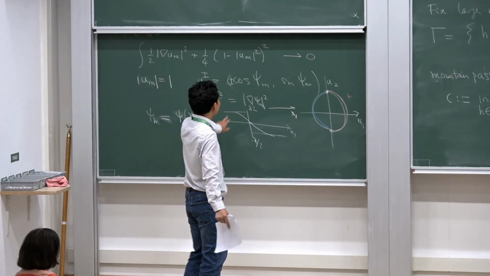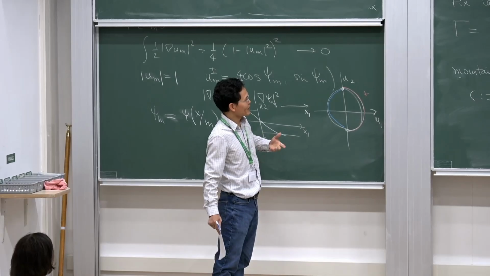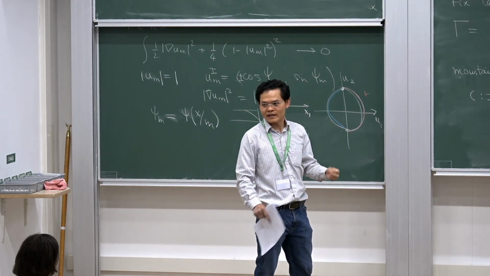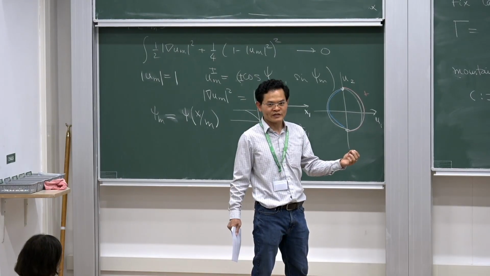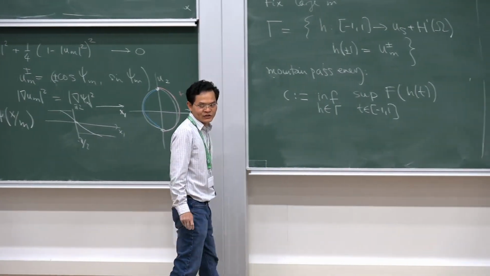Of course, if I'm staying on the unit circle, I will have a problem. I cannot do that. But now we look at mapping to R2, so we can do that, and then it will force a zero to appear somewhere. Okay. So then the question is, what is this energy?